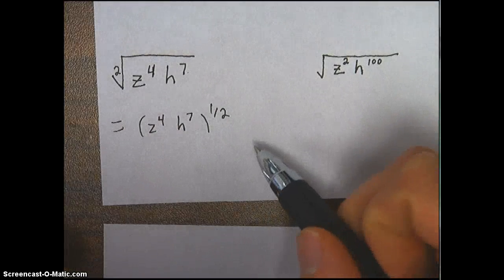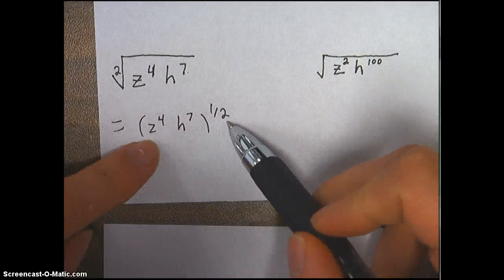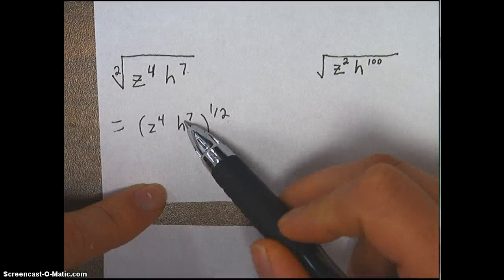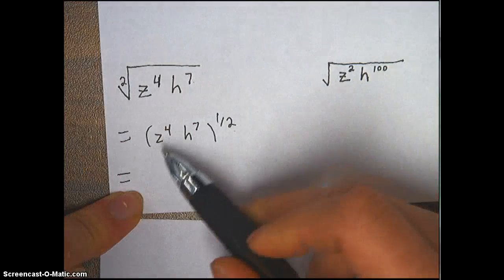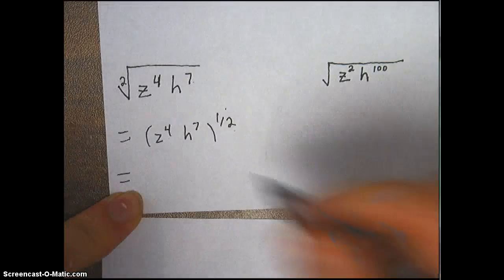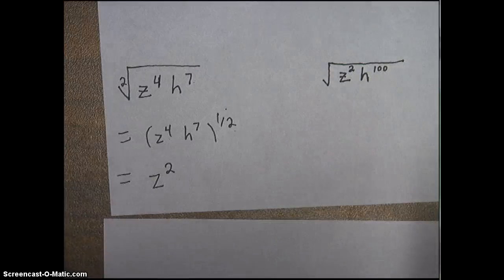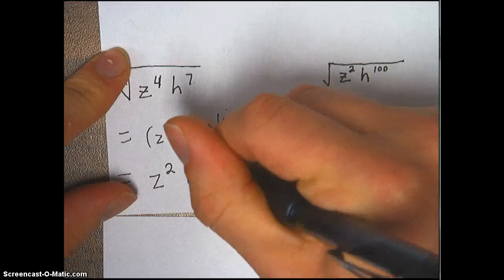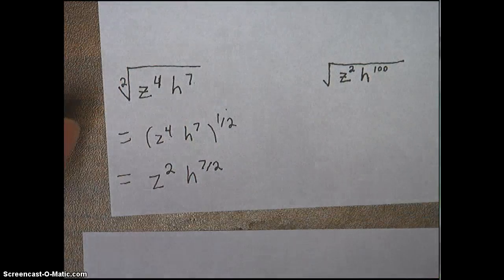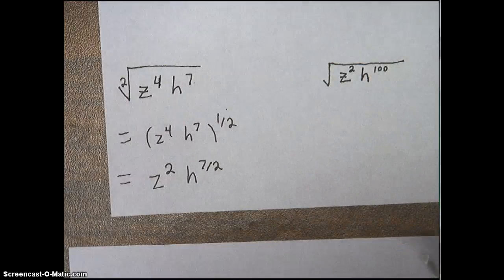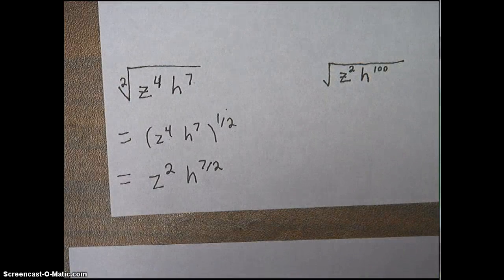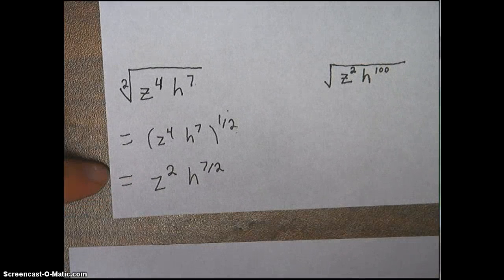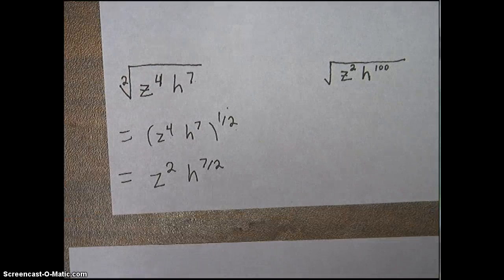Now, if you remember your rules from exponents, we can distribute that 1/2 to both of these exponents by way of multiplication. So 4 times 1/2, half of 4 is just 2. So that's going to reduce to z squared, z to the 2nd power. And then 7 times 1/2, that's h to the 7/2, which is 3.5, but it's better to keep it as a fraction. But both are technically correct. 3.5, 7/2, same thing. This is as simplified as this gets in terms of a fractional exponent. So these two things are actually the same.